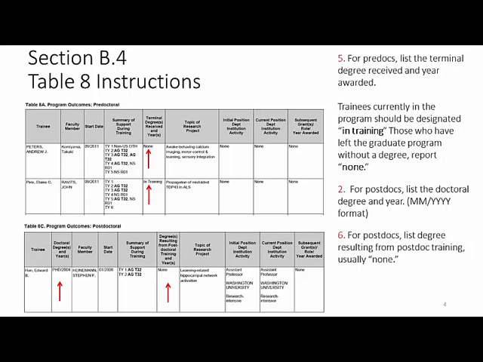Yeah, so if you don't have to do the pre-doc portion, you can leave that blank because you don't have any. It's kind of weird: table 8 has 4 parts, and then it breaks down to either 8A, 8B, or 8C. So it gets a little confusing based on whether you have pre-docs or postdocs. Research project, obviously you want to go ahead and list that.